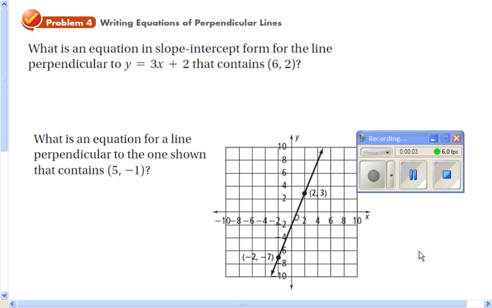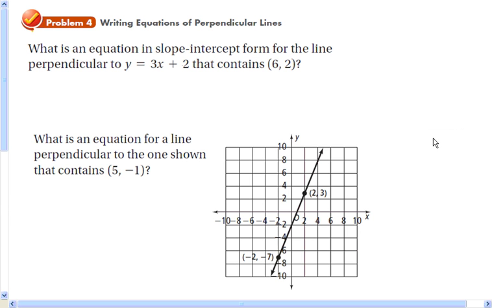All right, on to part 2 of the video. So we're looking for an equation in slope-intercept form for the line perpendicular. Let's start by finding the slope we need. We know the slope of this line is 3. So the slope of the line that's perpendicular is equal to the opposite reciprocal of that, which is negative 1/3.